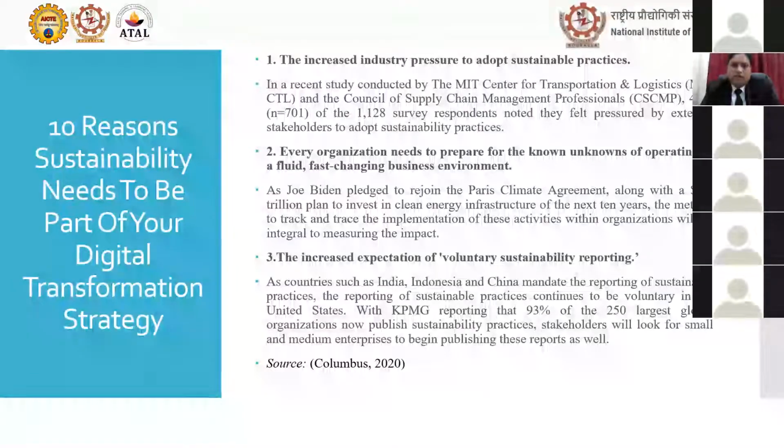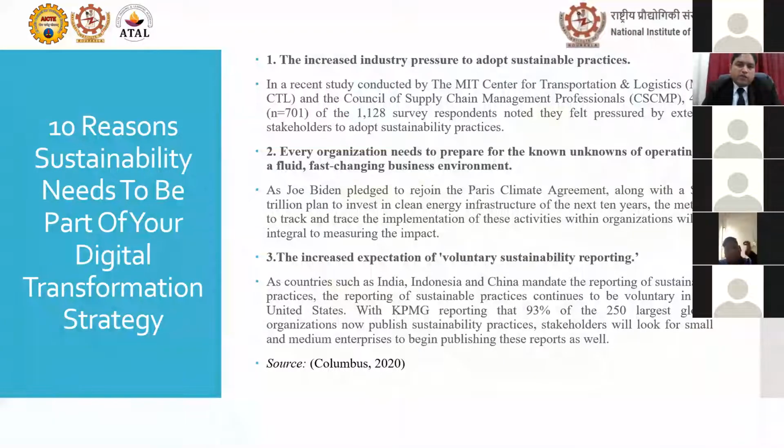As you know, Joe Biden pledged to rejoin the Paris Climate Agreement along with a $1.7 trillion plan to invest in clean energy and infrastructure over the next 10 years, and the method to trace and track implementation of this. Just think about the Paris Climate Agreement, so big, and $1.3 trillion. Now, how will they be able to track such huge data? Again, digital is going to play a huge role in this.